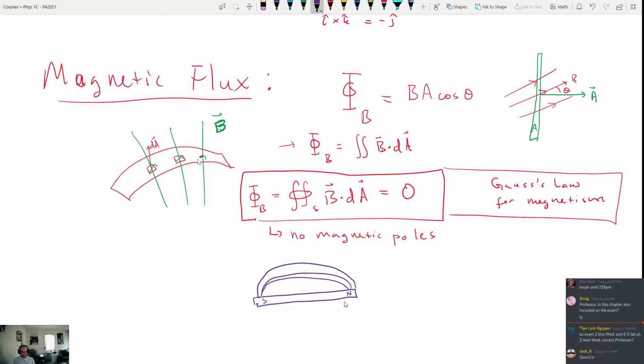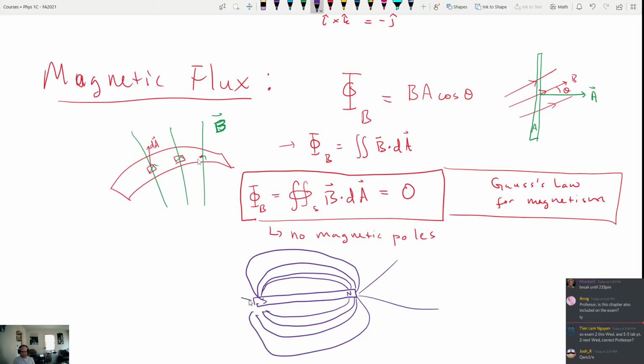I hate drawing this so much. Magnetic field lines form these loops. Some of them might go off to infinity, but for the most part, this is what the field lines are going to look like. Some of them might go like this. The direction is from north to south, but the direction isn't really super important for what I'm about to talk about.